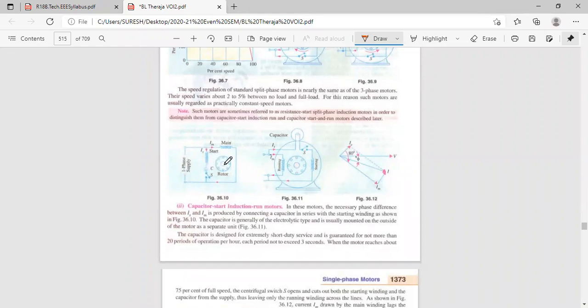If you use more capacitance, the angle will be approximately equal to 90 degrees. It is not exactly 90, but approximately 90. In this case, both the currents are not lagging. One current is leading. Which current is leading? Wherever the capacitor is connected to the winding, that current is leading. IS is leading the voltage. So more angle is created between IS and IM, approximately 90. That is the reason why you are using the capacitor in the second circuit. Is it clear?